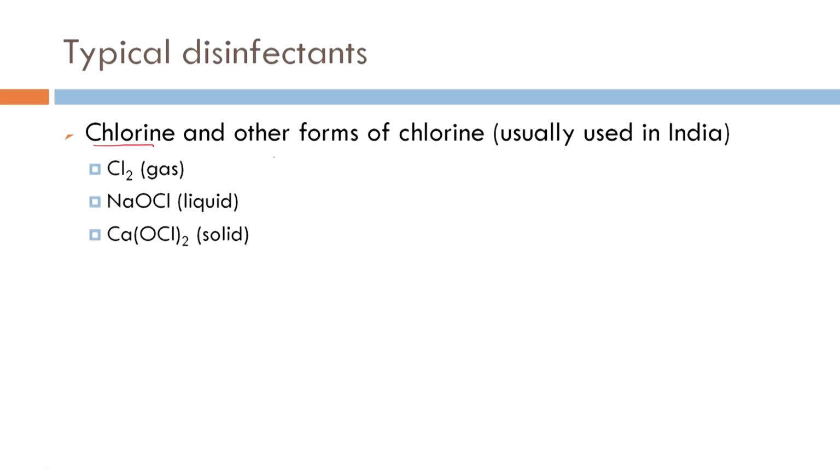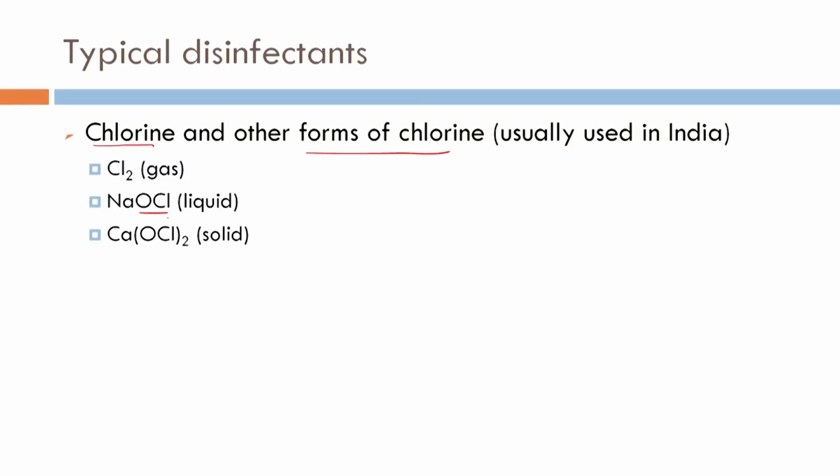Chlorine and other forms of chlorine are usually used in India. Typically we use OCl and such. This is what people are also using to kill corona. I just want to discuss this aspect for a minute. People are using disinfectants to kill corona. What is this? This is just hypochlorous acid, HOCl, and they are spraying people. Where is the virus now?